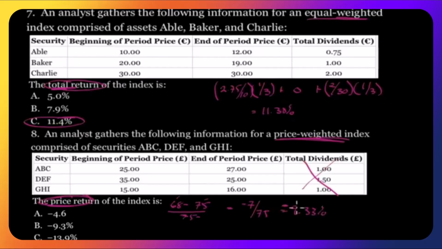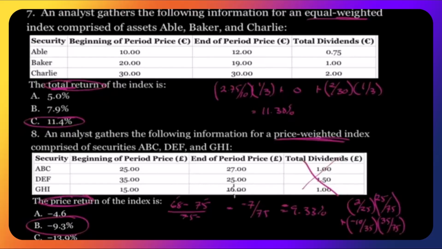9.33%. Negative 9.33%. There it is. The other way to do it is just to do each one knowing that the total is 75. So your first one is you have a difference of 2. You'd have 2 over 25 weighted by 25 over 75, plus the next one would be negative 10 over 35, weighted by 35 over 75. And of course the next one would be 1 over 15 weighted by 15 over 75. You'd still get the same thing.